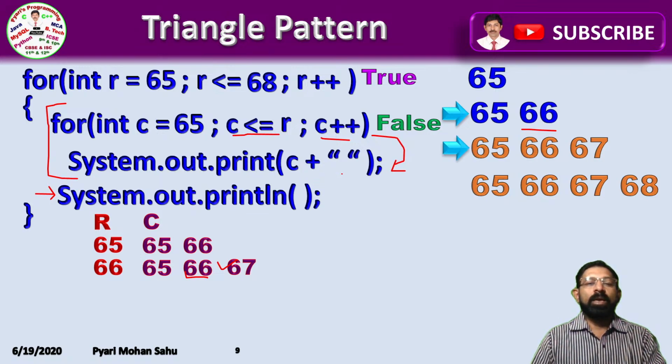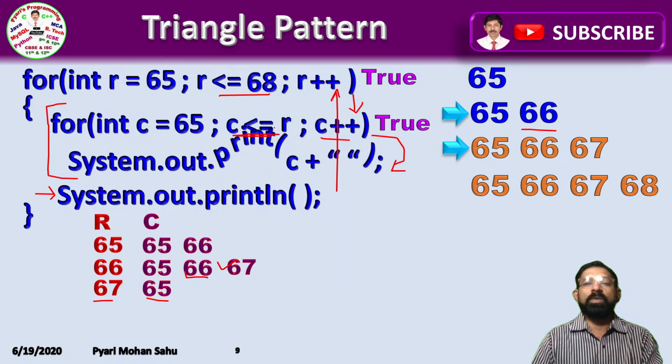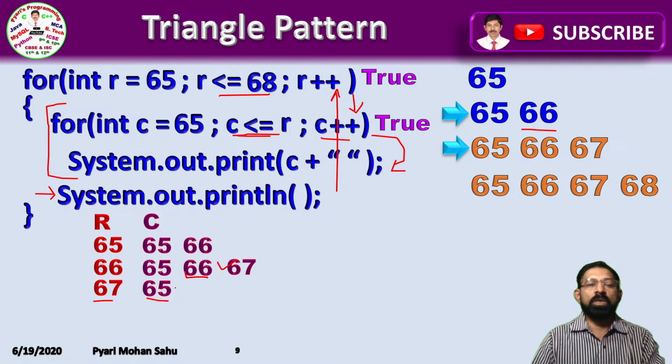After that, it will move up for R++ where it will make it 67. Look at the memory. Memory it is 67. 67 less than equal to 68. Condition is true again. I will enter into the body where it is an inner loop. C is equal to 65. Memory is updated to 65. 65 less than equal to 67. Condition true. Then I will enter into the body. I will display the C value. What is the C value? 65. So I will display 65.